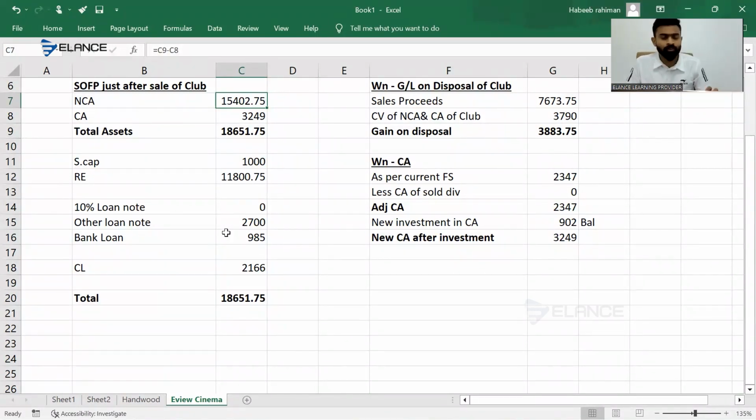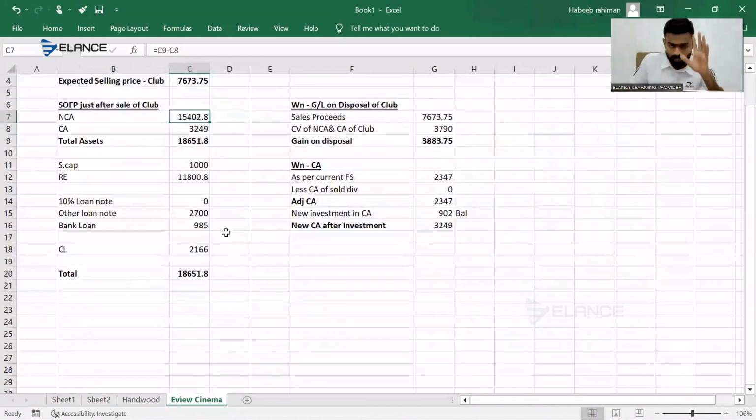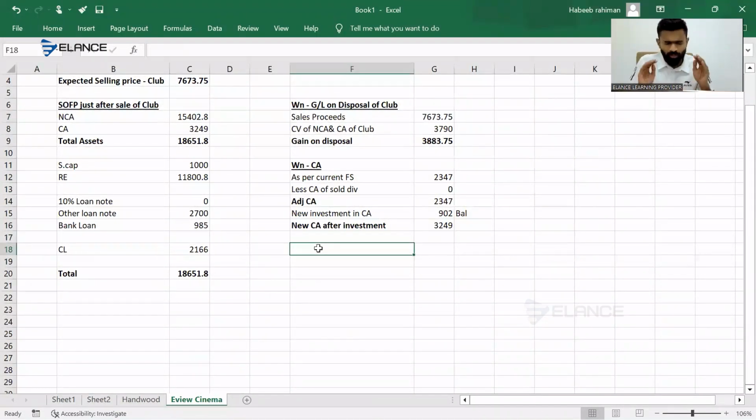But listen carefully. In order to calculate the figures for the next question, forecasted EPS, we need to know the amount we are going to invest in non-current asset. Look at here. We'll start a working note. I am doing this for EVU Cinemas, not for Hanwood. The same question I am continuing. Working note: allocation of sales proceeds.